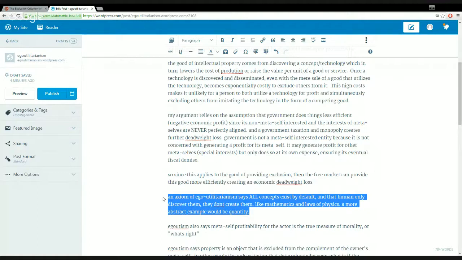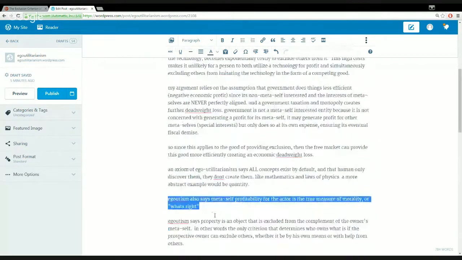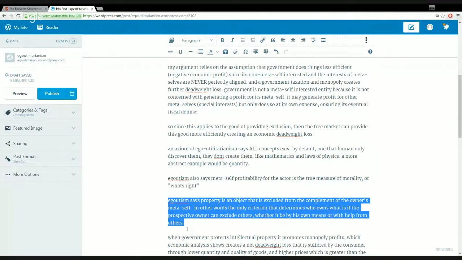So in this case, egotism also says Metaself profitability for the actor is a true measure of morality or what's right, right? Obviously, it's in alignment with evolution. So this comes from the axiom of evolution exists, right? Egotism says property is an object that is excluded from the complement of the owner's Metaself. In other words, the only criterion that determines who owns what is if the prospective owner can exclude others.